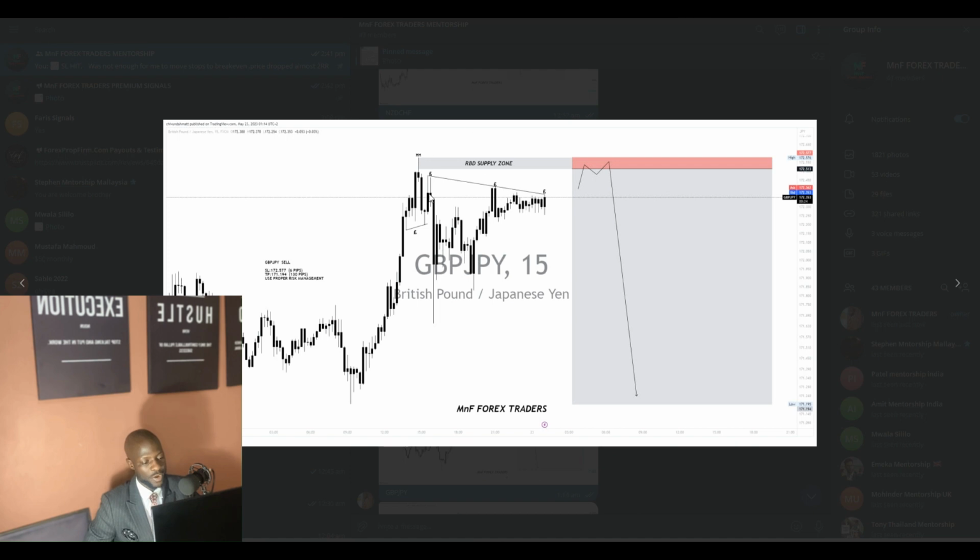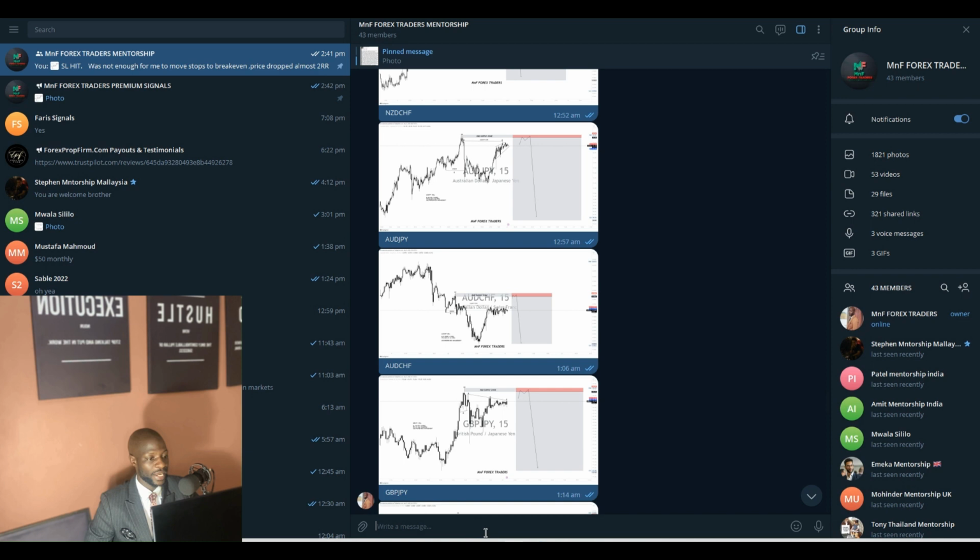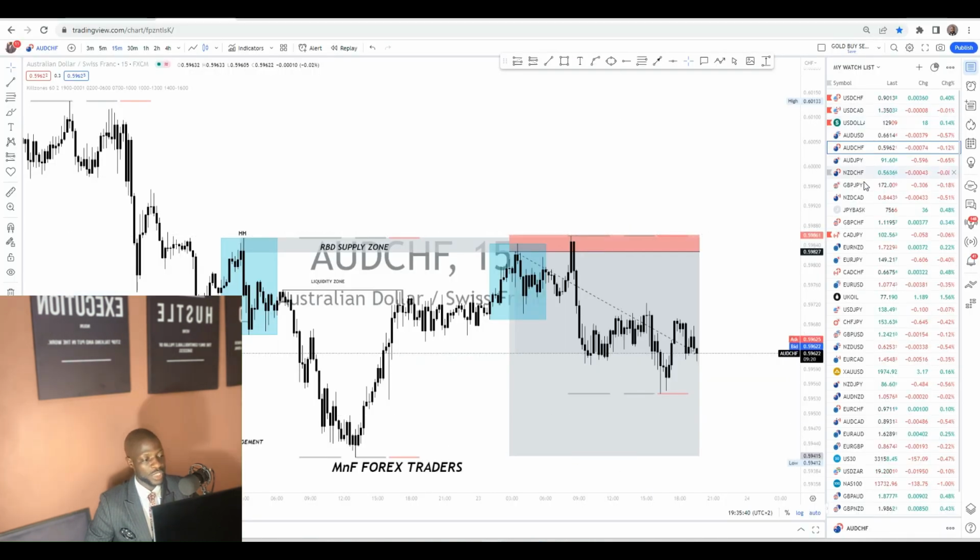The other trade was actually GBP USD. You can see that we had a nice rally base drop, supply zone with the trend and liquidity right here. So we're waiting for price to come and take out these highs right here, so that the market can come into this level. So let's check out what happened on GBP USD.